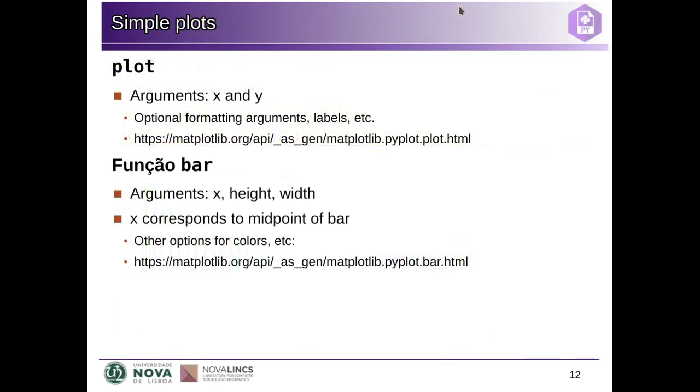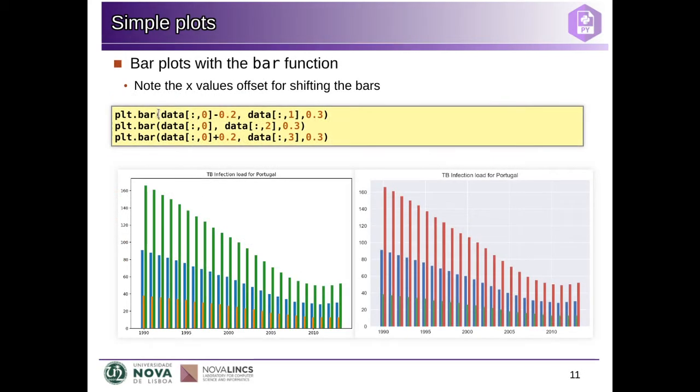Okay, so basically with plot you put in X and Y, and then you have other arguments for the look of the series, including labels for the legend and lots of other things. We're going to see some examples of that. For the bar function you have similar things, only you need to specify the X value, the position of the bar, the height and the width of the bar also.